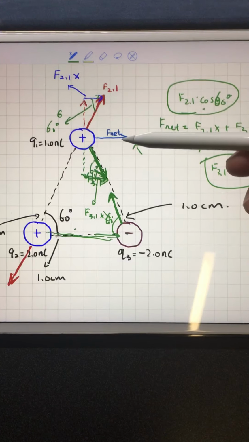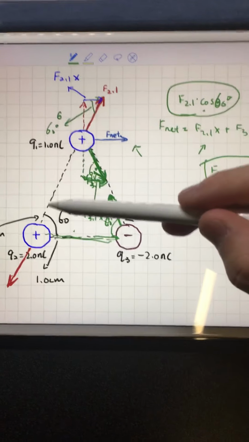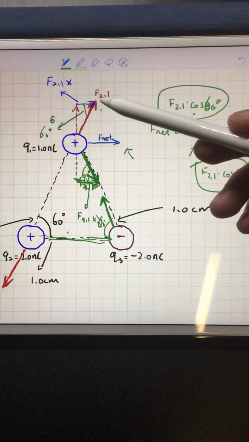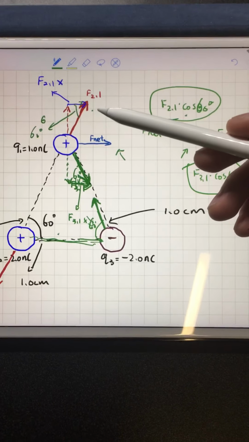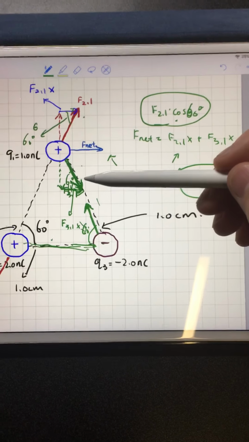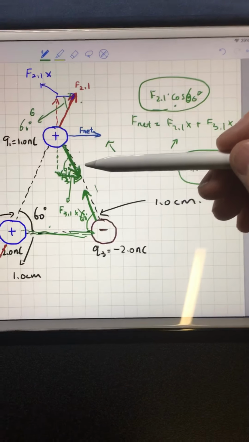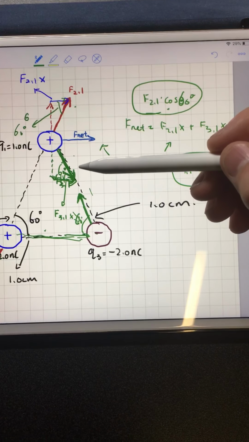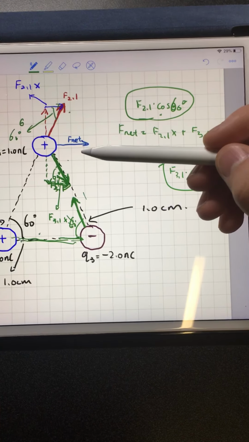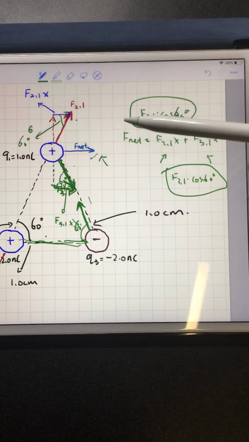How do we find it? Easy, because the force is a superposition. We first draw those two vectors, positive and positive. This is F2 onto 1, and same here, they are attractive. This is F3 onto 1. If you draw it like this, you will get F1, the net force.